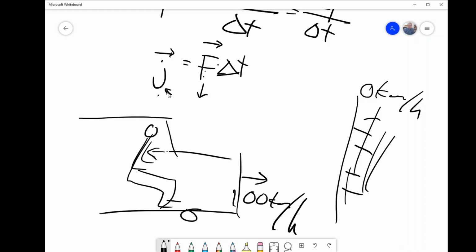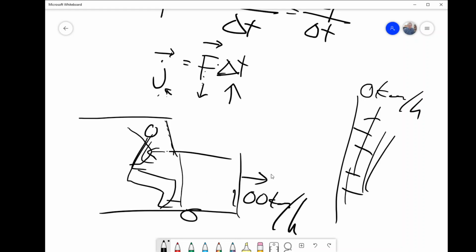So if you cannot change impulse and you want to reduce the force to make things safer, you increase the time it takes to stop. Seat belts will increase the time it takes to stop, slowing you but bringing you to a stop before your head hits the windshield. Most cars now have crumple zones.